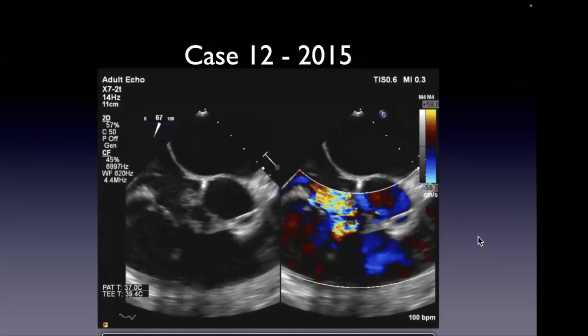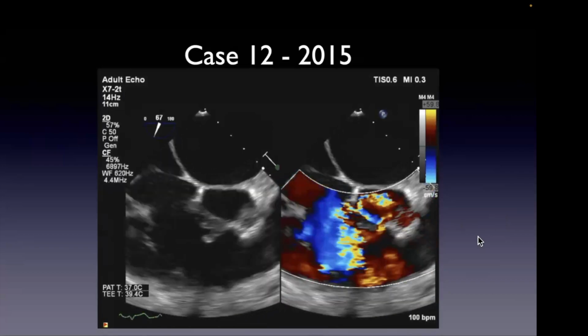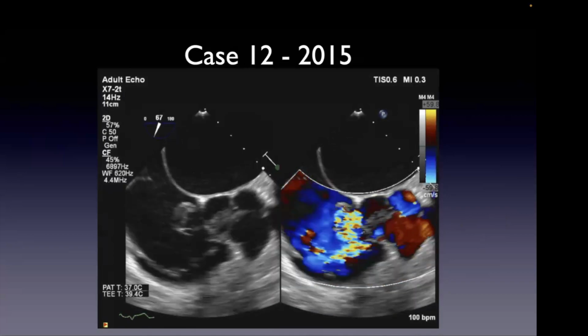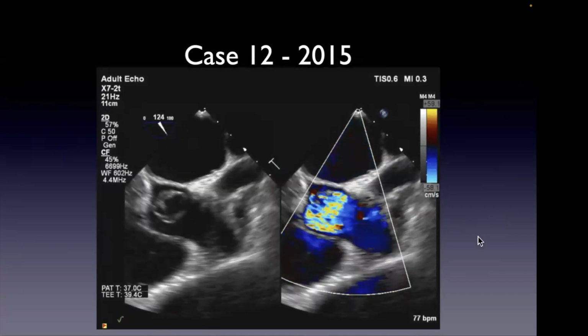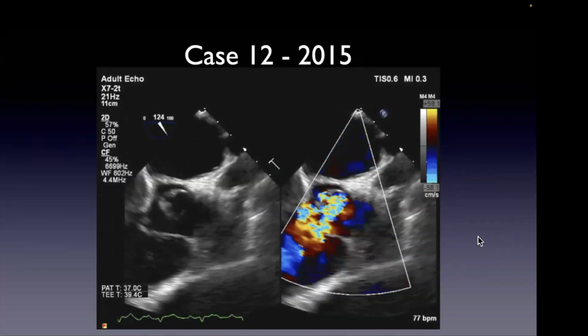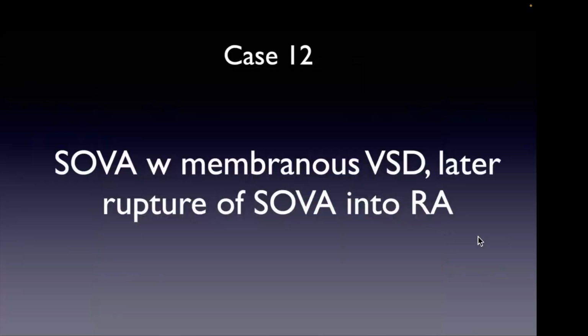And she underwent surgical repair of both the VSD and the ruptured sinus of Valsalva aneurysm. You can see the color flow just fills that cavity, right? So: sinus of Valsalva aneurysm, membranous VSD, then rupture of the sinus of Valsalva aneurysm.